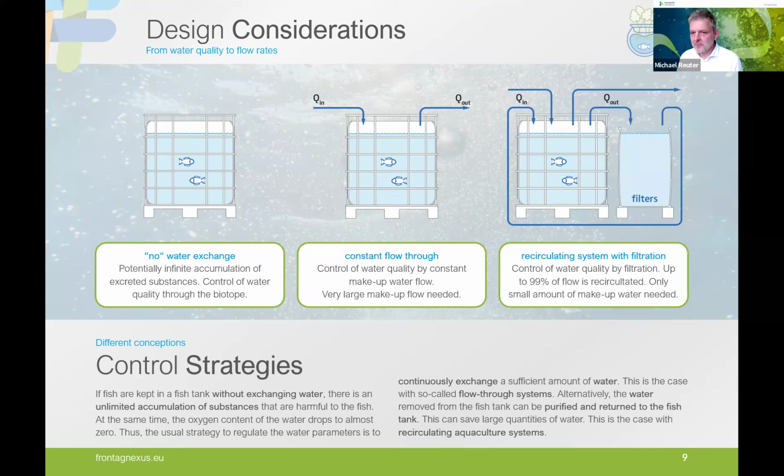And in between, there are some kinds of systems that are a little bit between the constant flow through concept and the recirculating system, because if we recirculate less than 99%, let's say 50% of the flow, we will still need 50% of a flow through that constantly takes care of the water quality. But in general, in recirculating aquaculture systems, we are looking to minimize this flow through amount to as little as possible.